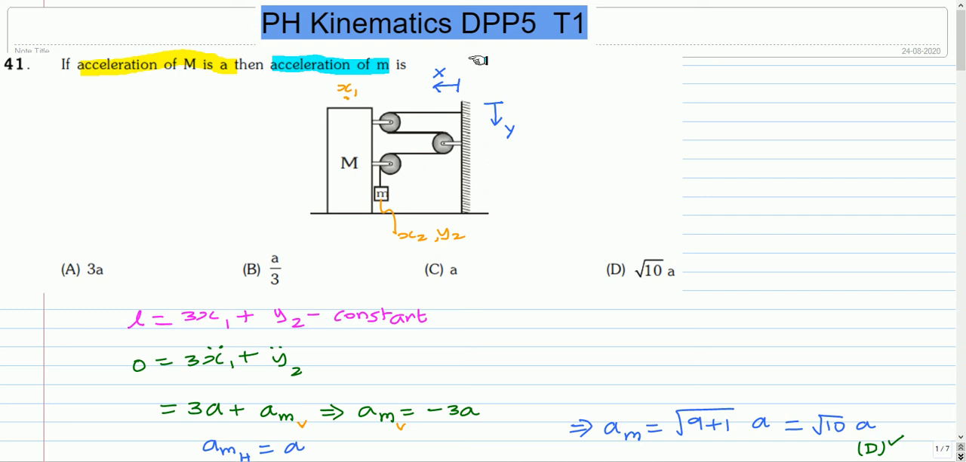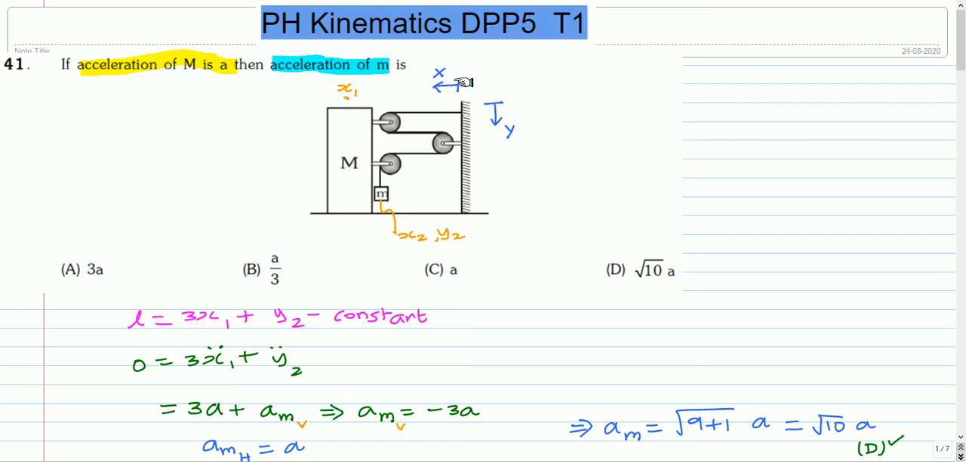In this video, I'll discuss some kinematics problems. This is question number 1. If the acceleration of the block of mass M is a, then the acceleration of the small mass m is... The two masses are connected like this.